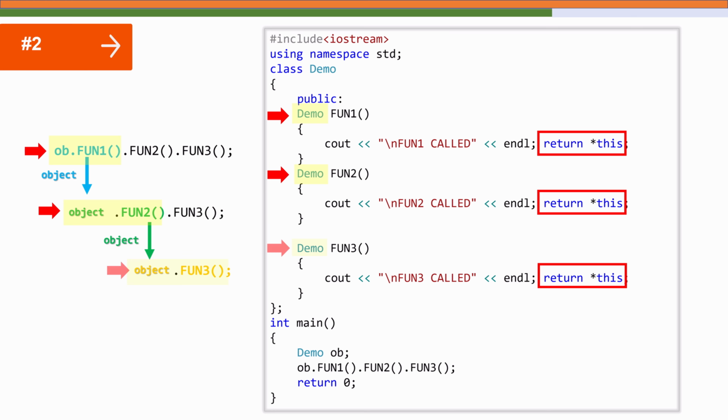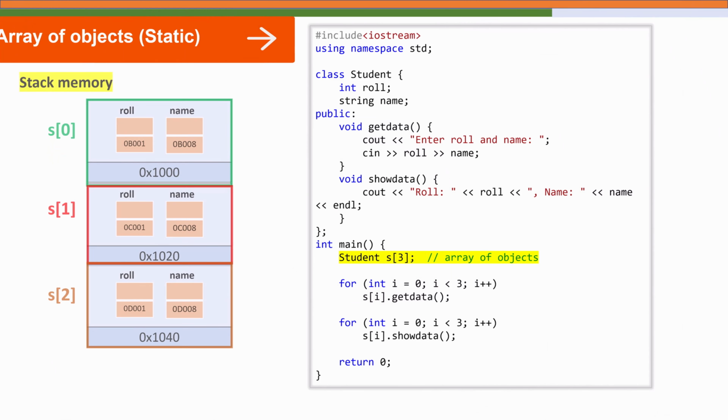Now that we have seen how this pointer can make our member functions more powerful, let's move to another very practical concept, that is array of objects and array of pointers to objects. In real world programs, we often need to manage multiple objects of the same class, like handling a group of students, multiple bank accounts, or a list of customers.